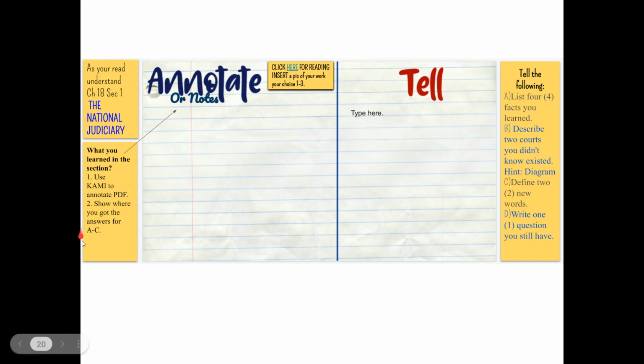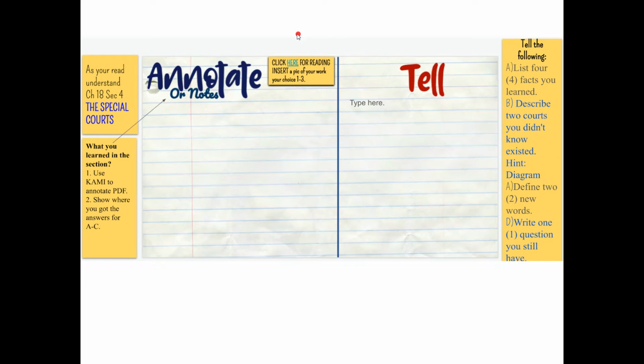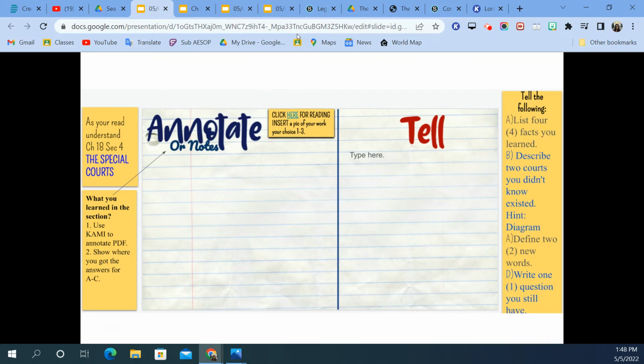Your annotations are going to match the A through C. A through C on this side are specific questions. You don't need to annotate D because D is asking about one more question that you have. And you're going to notice that all four of them are the same.